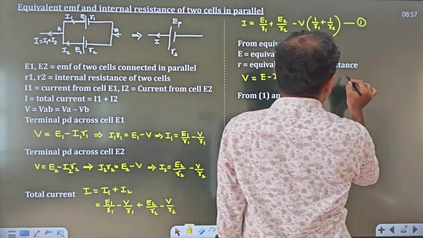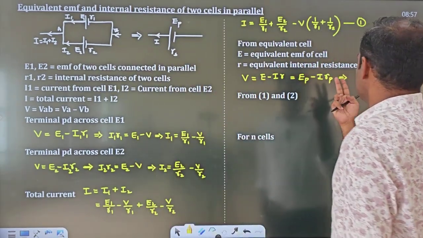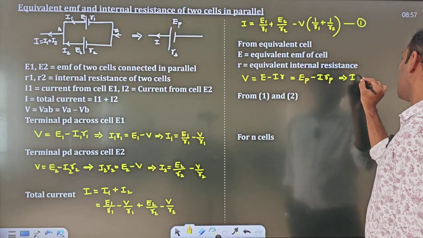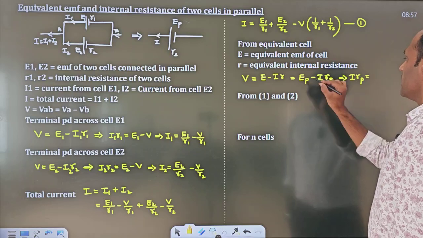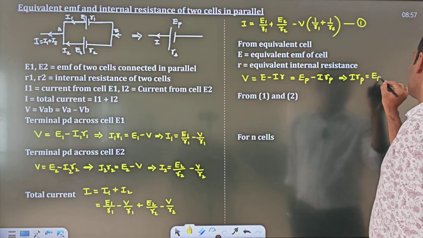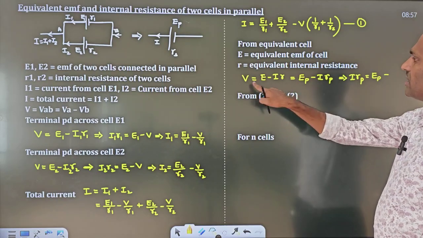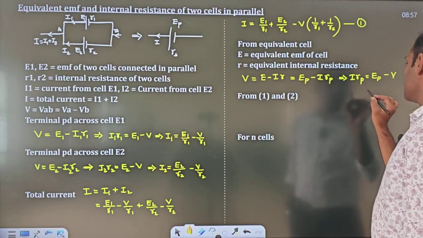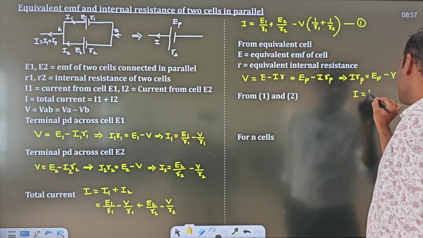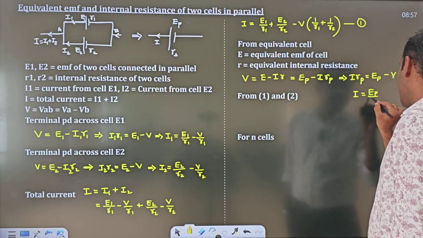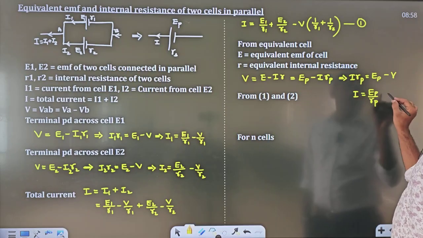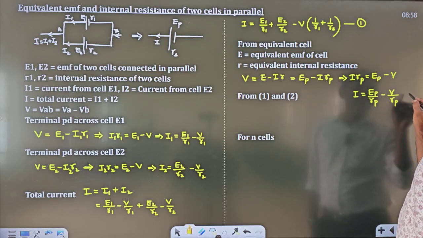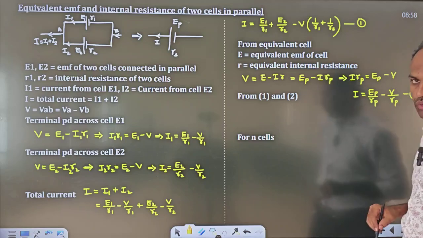Equate it for current. So shift this IRP to the other side. I will get IRP is equal to EP minus V, since V comes to this side as minus V. Correct? So I is equal to EP divided by RP minus V divided by RP. Let this be equation number 2.